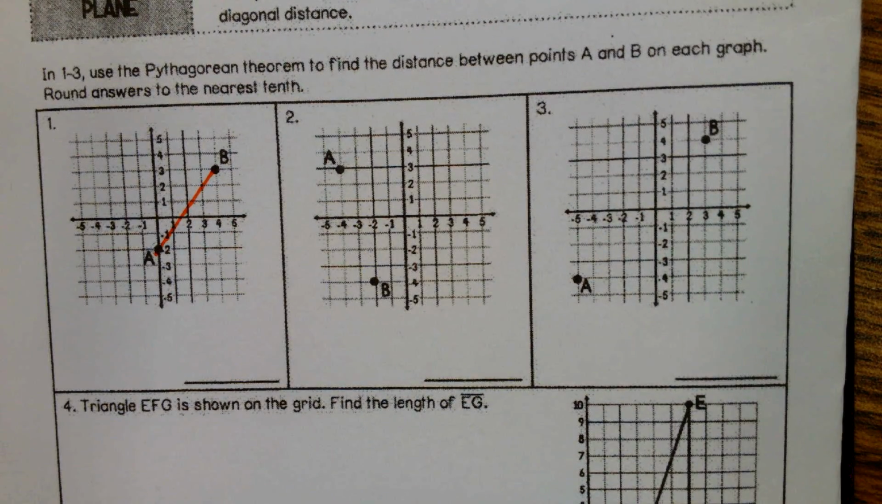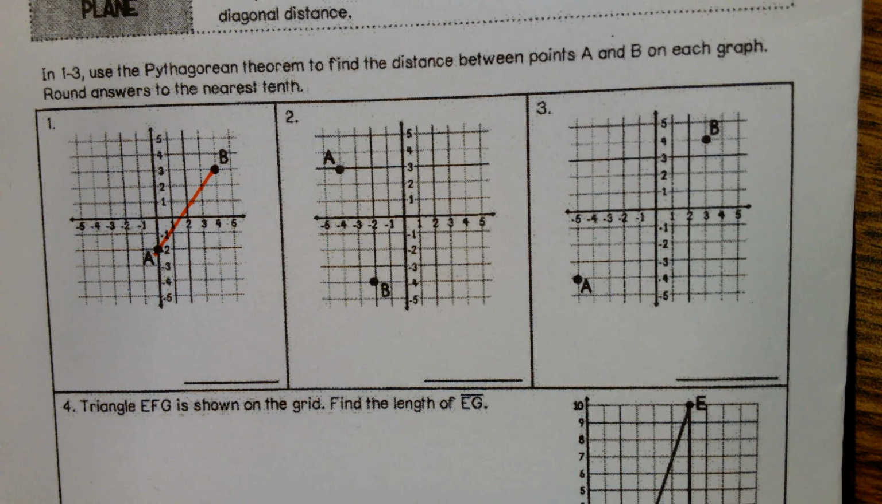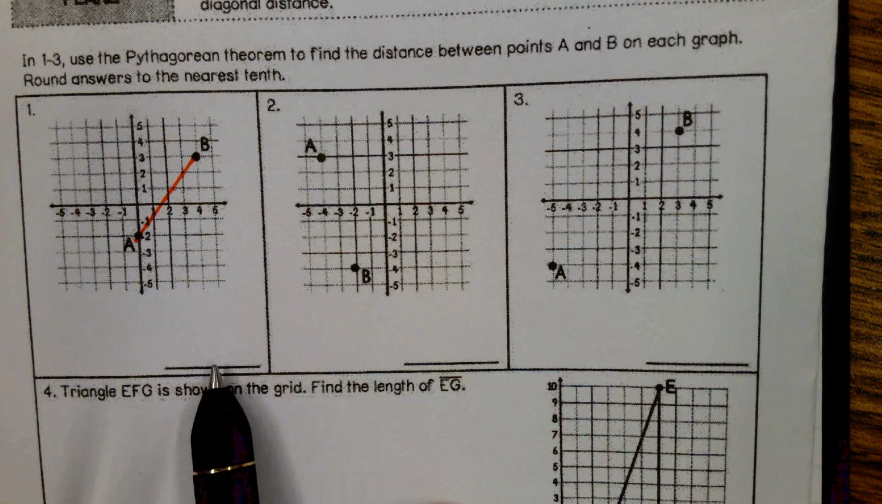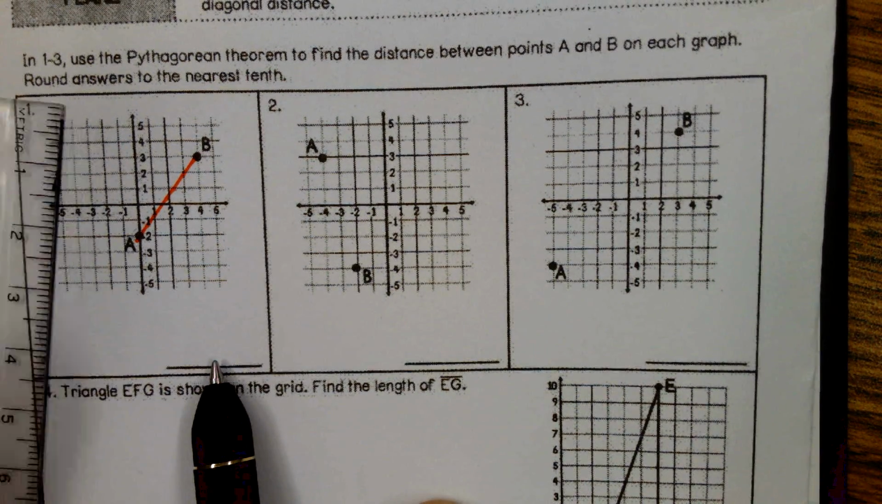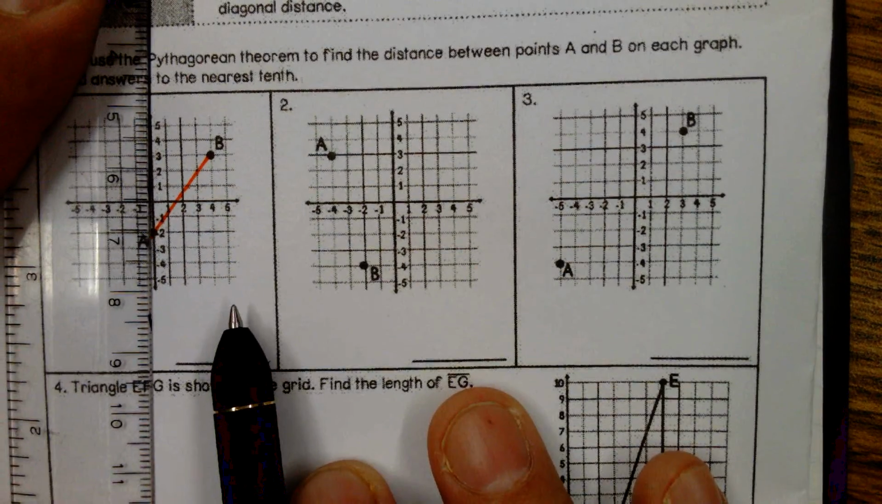All right, connect the points. And then we're going to do what we did when we were finding slope using rise over run. So I'd like you to form a right triangle. Okay? So think of going from A to B using rise over run. I'm going to go here and go vertically up.